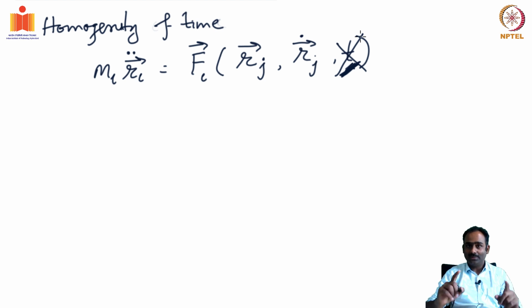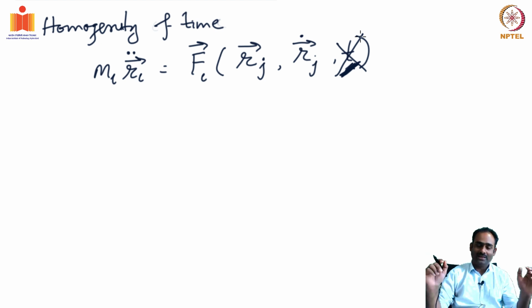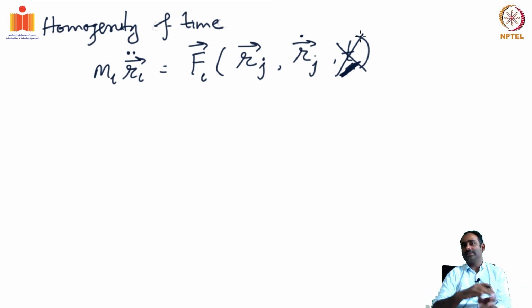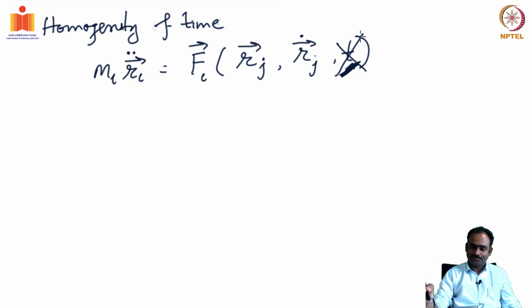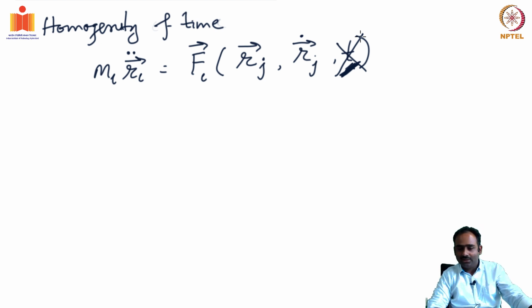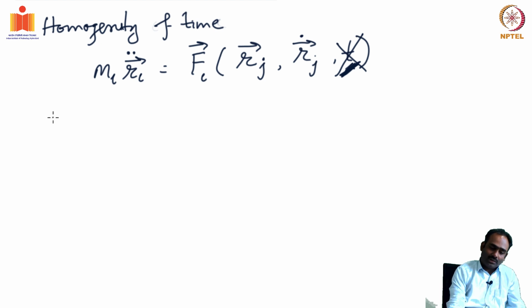Now remember, I am talking about a system which is isolated from all other things. The system is self-contained. There are no external forces on the system. Whatever forces individual particles are experiencing, they are due to all other particles in the system. That's very important. Otherwise, what I'm saying is not true. So that's nice. We have said that the forces in an isolated system cannot be a function of time. That's already progress. Let's see what homogeneity of space implies.